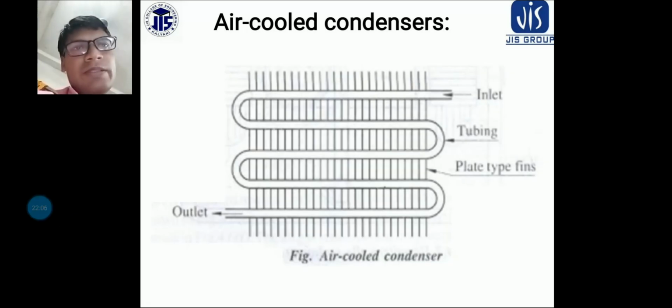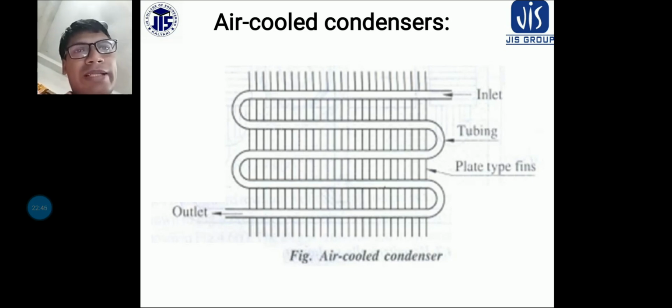So let us discuss the air cooled condenser. You can see the inlet pipe is here, the tube portion is there, and the plate tube fins are there, and this is your outlet. So what happens? From the inlet the air is coming, and the refrigerant is coming, and this is the outlet of the refrigerant. Now when it is passing through this plate type fin, it is cooled by air.